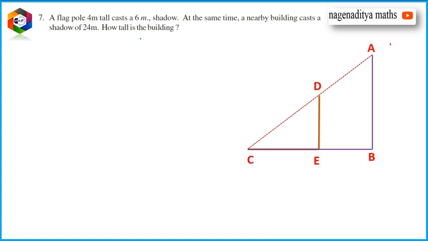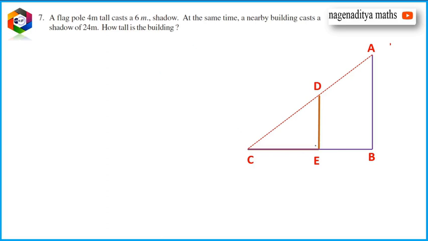I am going to represent the given diagram with the letters A, B, C, D, E. And now we have to find the height of the building. So here the shadow is 24 meters and we have to find the height of the building. Okay, so I'm going to write the values here.